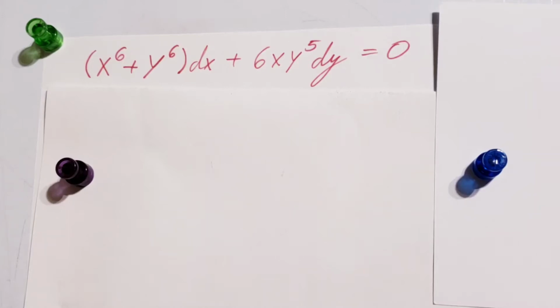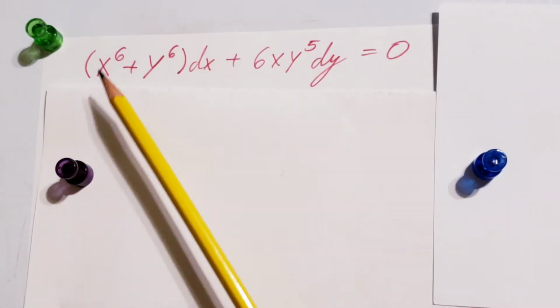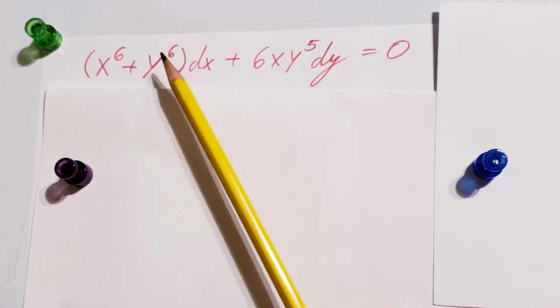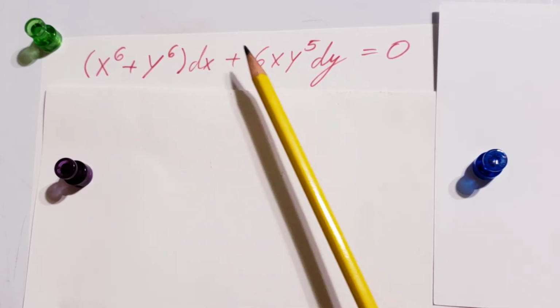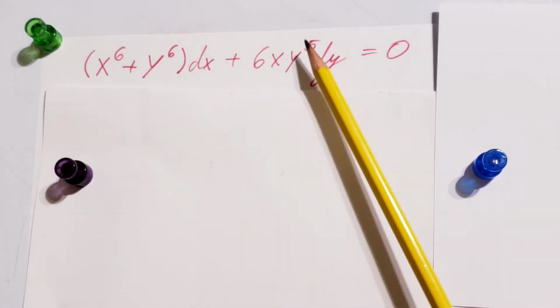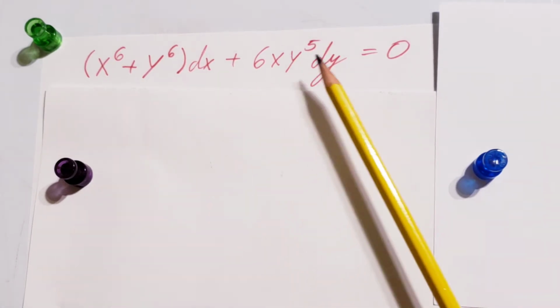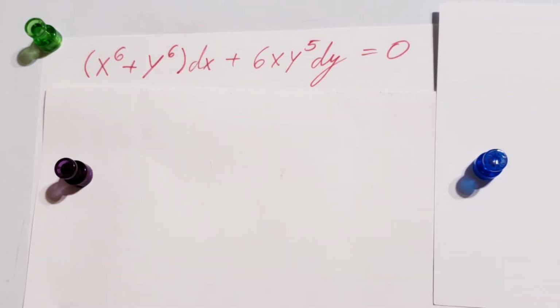Alright, let's solve this differential equation. (x^6 + y^6) dx + 6xy^5 dy = 0.